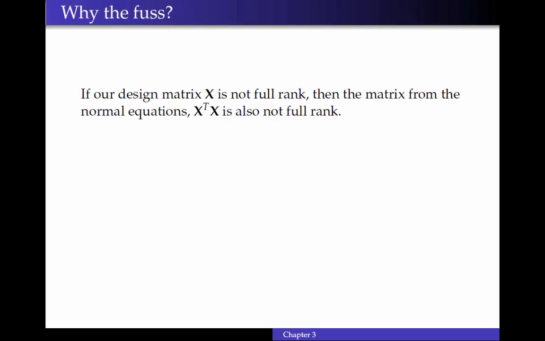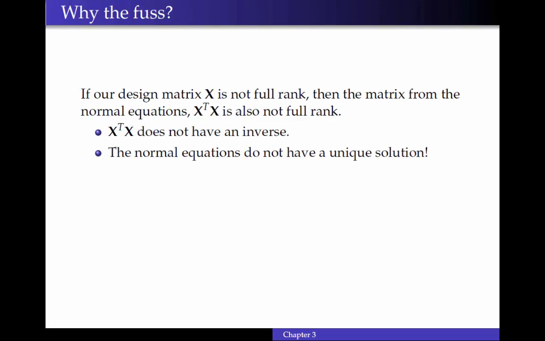So why do we make such a big deal of this? Well, for one thing, if our design matrix X is not full rank, then the matrix from the normal equations, X transpose X, is also not full rank. And that means it does not have an inverse. And that means that the normal equations do not have a unique solution, which means that our betas are not uniquely determined.